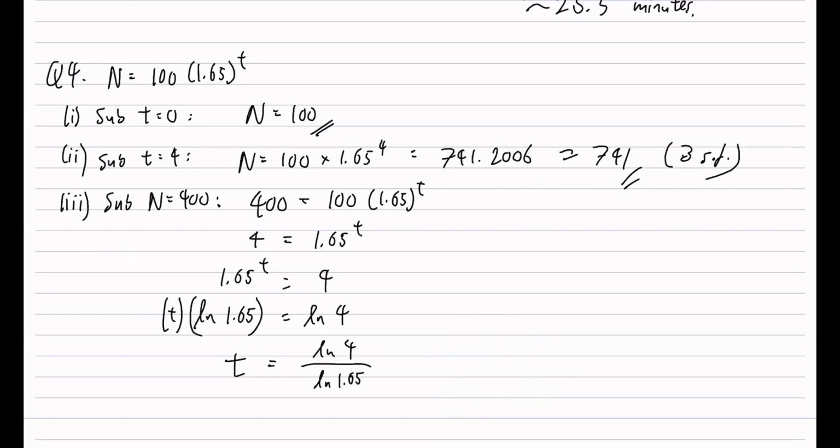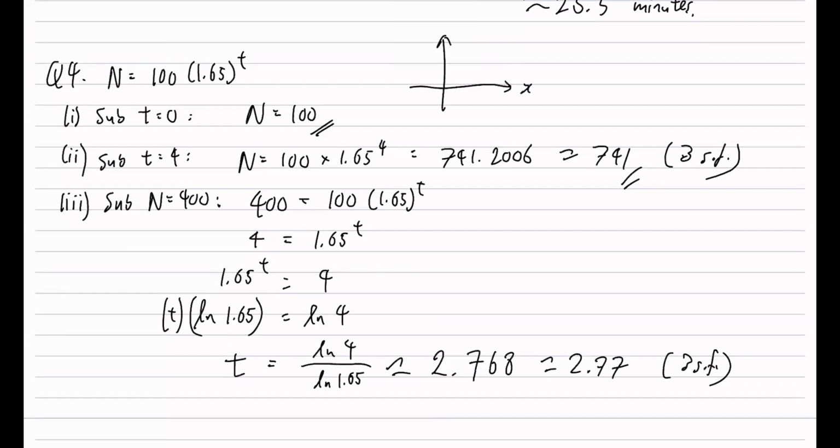So what's the answer? 2.77, 3 SF. Yeah. Okay. Good. So how does the graph look? Sorry, it shouldn't be x and y. It should be t and n. Can you try? Yes, exactly. Just go up. The point here is 0, 100. Good. Okay, that's all.